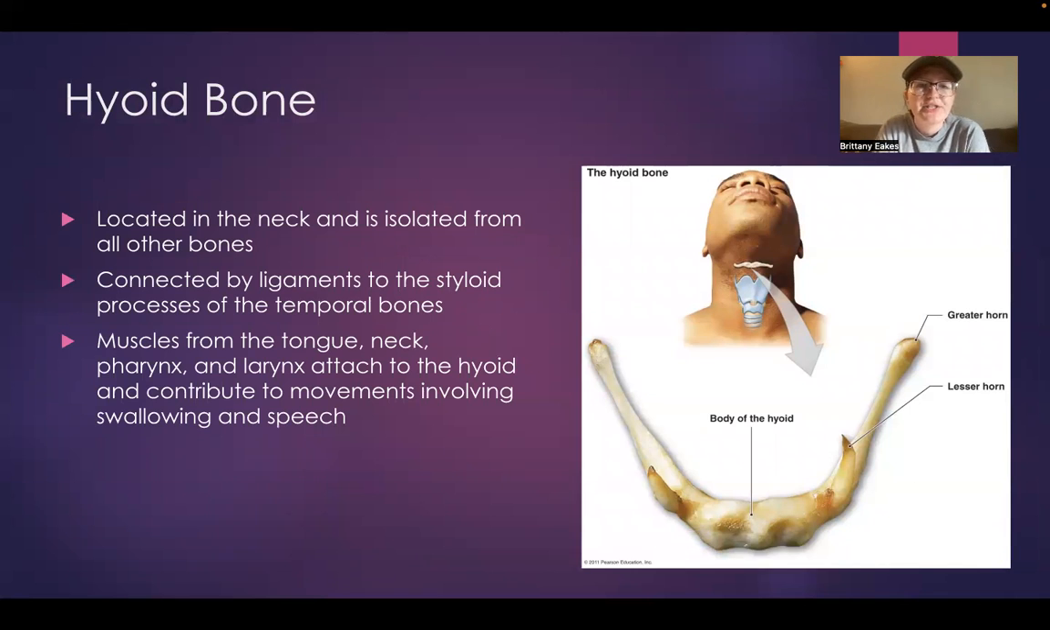Moving to the neck region, the hyoid bone is a free-floating bone of the neck. It's isolated from all other bones and connected by ligaments to the styloid processes of the temporal bones. Muscles from the tongue, neck, pharynx, and larynx attach to the hyoid bone and contribute to movements involving swallowing and speech.